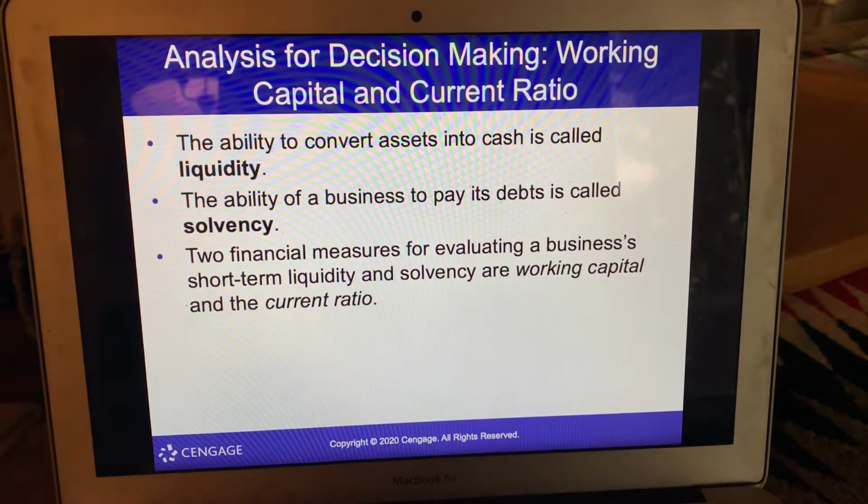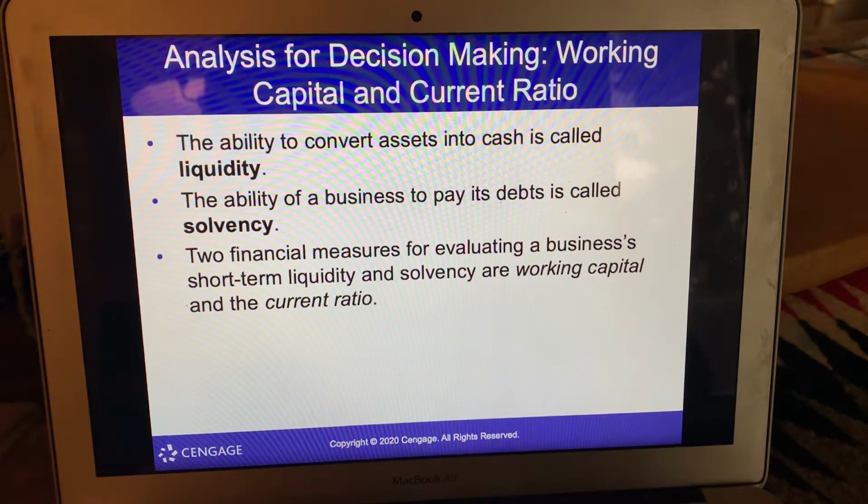Okay, let's see. Analysis for decision making. Working capital and current ratio. The ability to convert assets into cash is called liquidity. So the accounts that are most liquid, that's called liquidity. High liquidity is important. The ability of a business to pay its debts is called solvency. Okay, so however many assets you have to pay off your debt, we call that the current ratio as well. Two financial measures for evaluating a business's short-term liquidity and solvency are working capital and the current ratio.